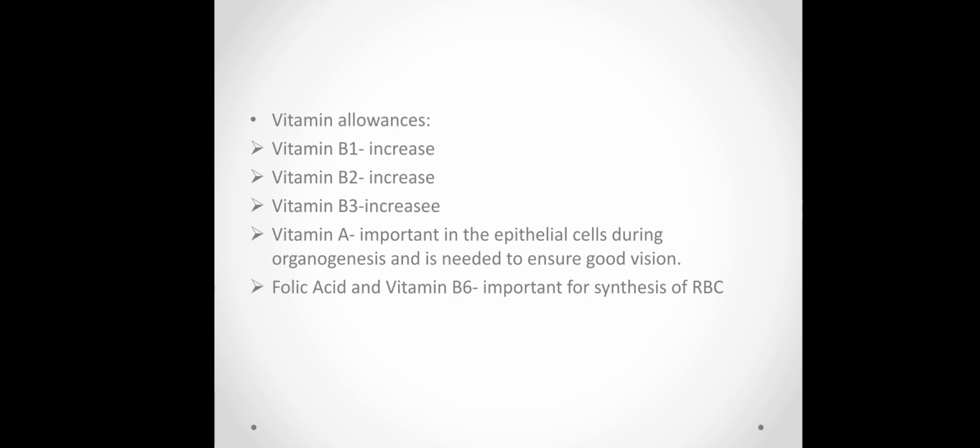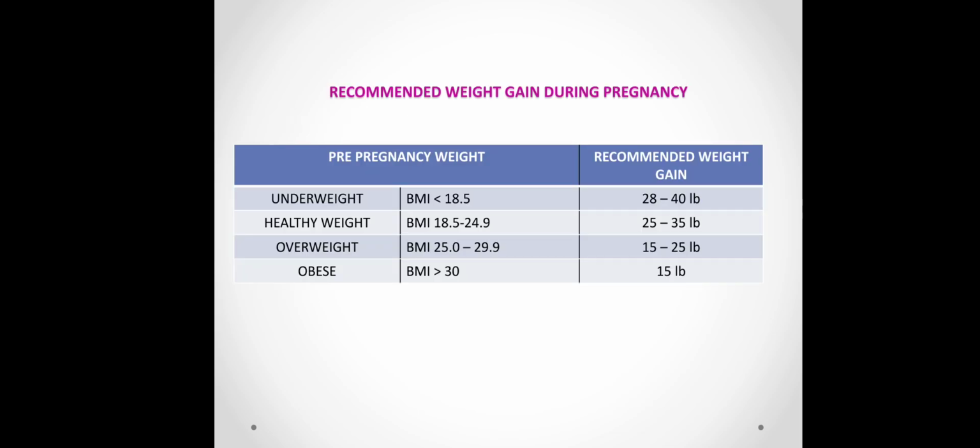Okay? So, for the vitamin allowances, vitamin B1 should be increased. Hindi ko na sasabihin kung sino pa si B1, B2 because we have already discussed it. Vitamin B2 should be increased. Vitamin B3 should be increased. And vitamin A, ito yung mga important na increase natin. Vitamin A is important in the epithelial cells during organogenesis, and it is needed to ensure good vision of the fetus, for the development of the eye. For folic acid and vitamin B6, it is important for the synthesis of the RBC.